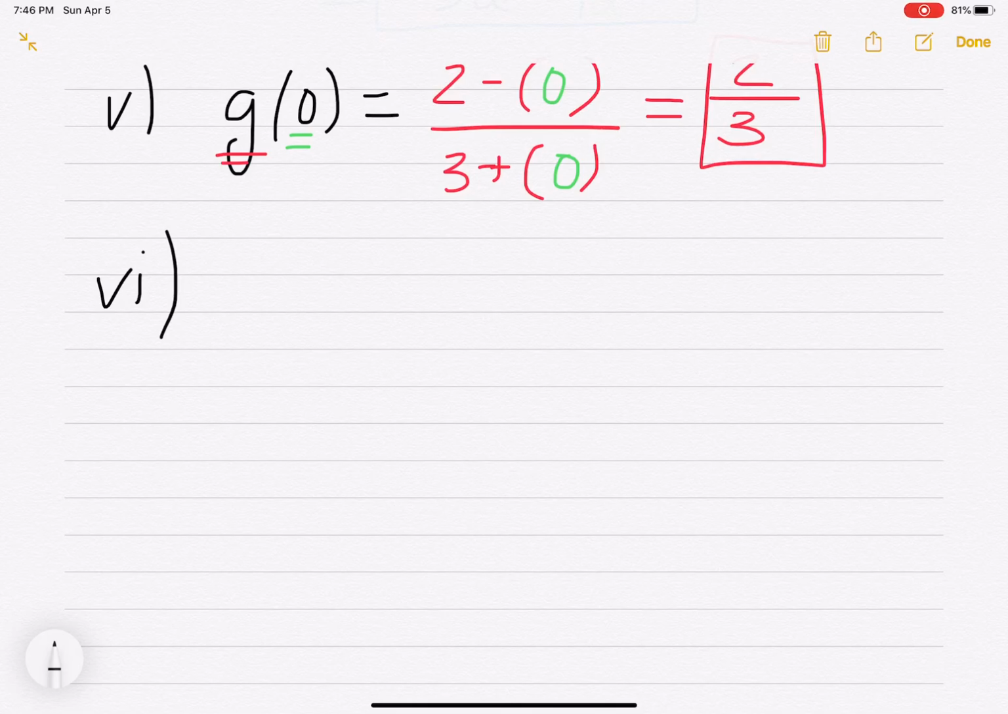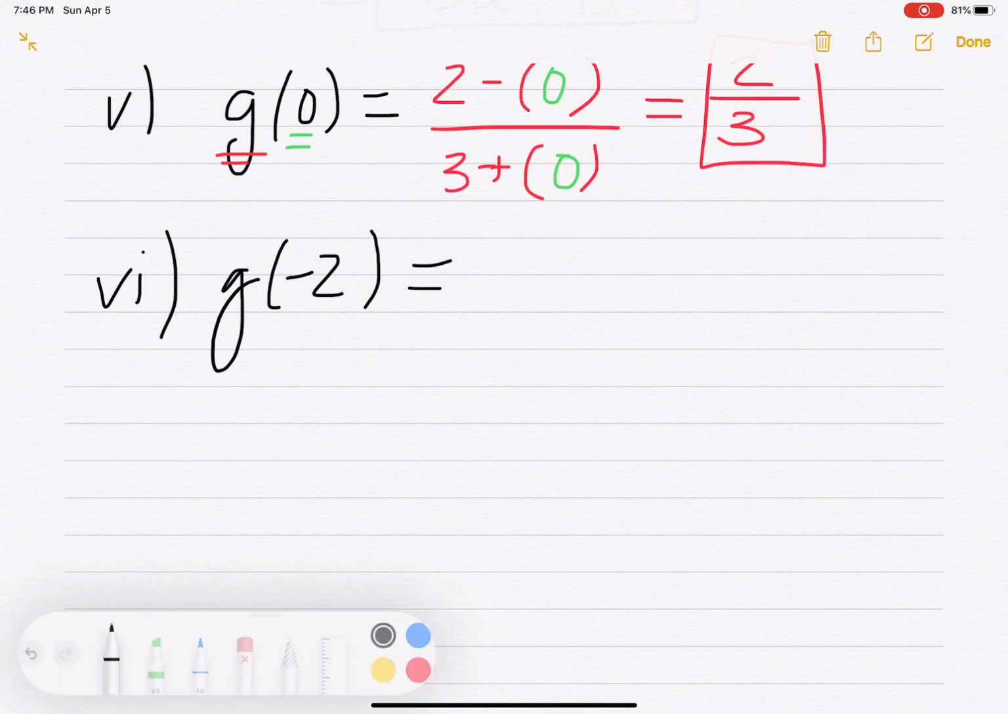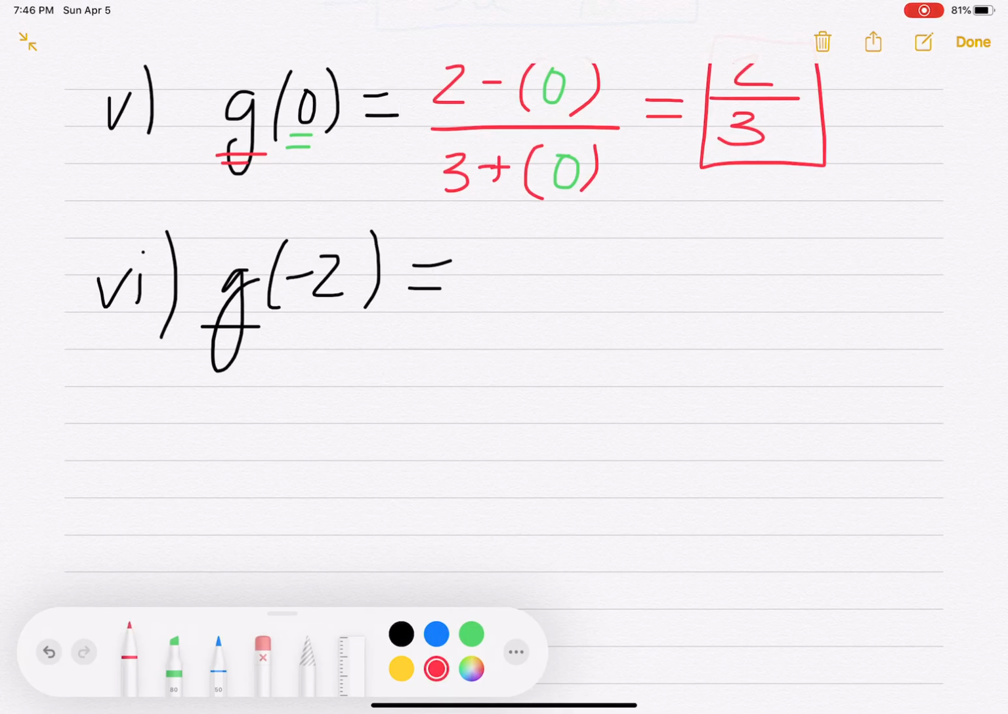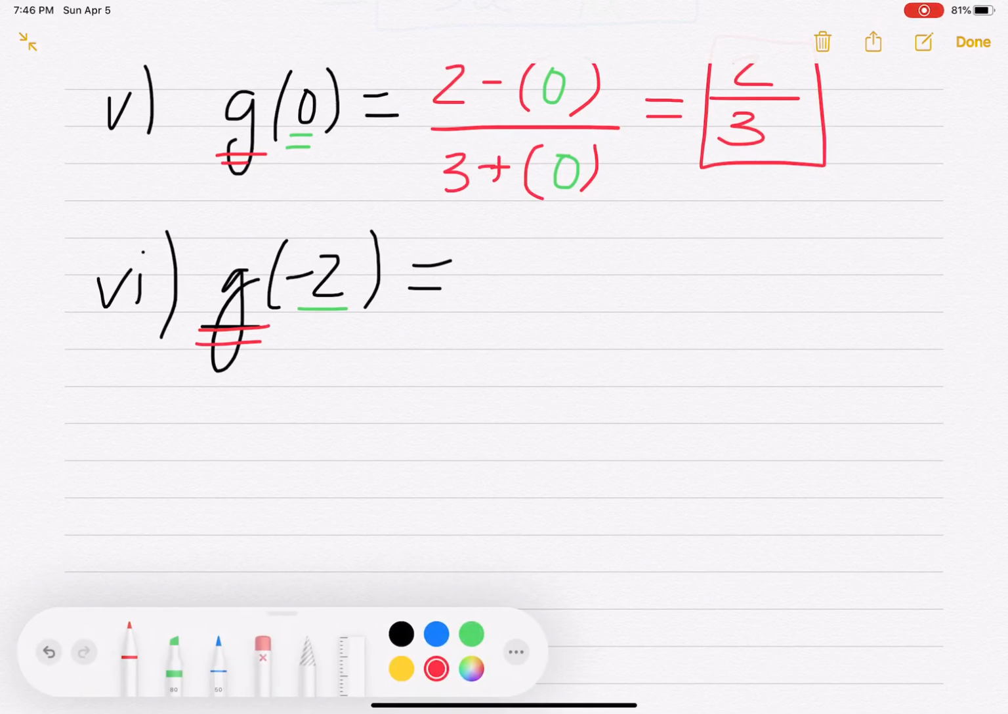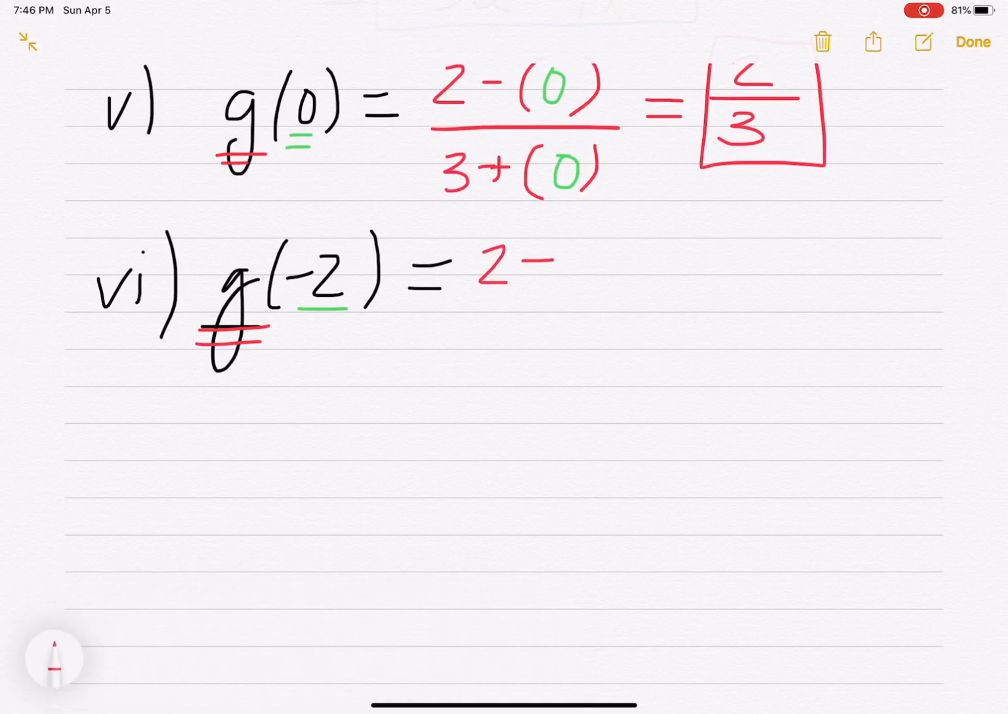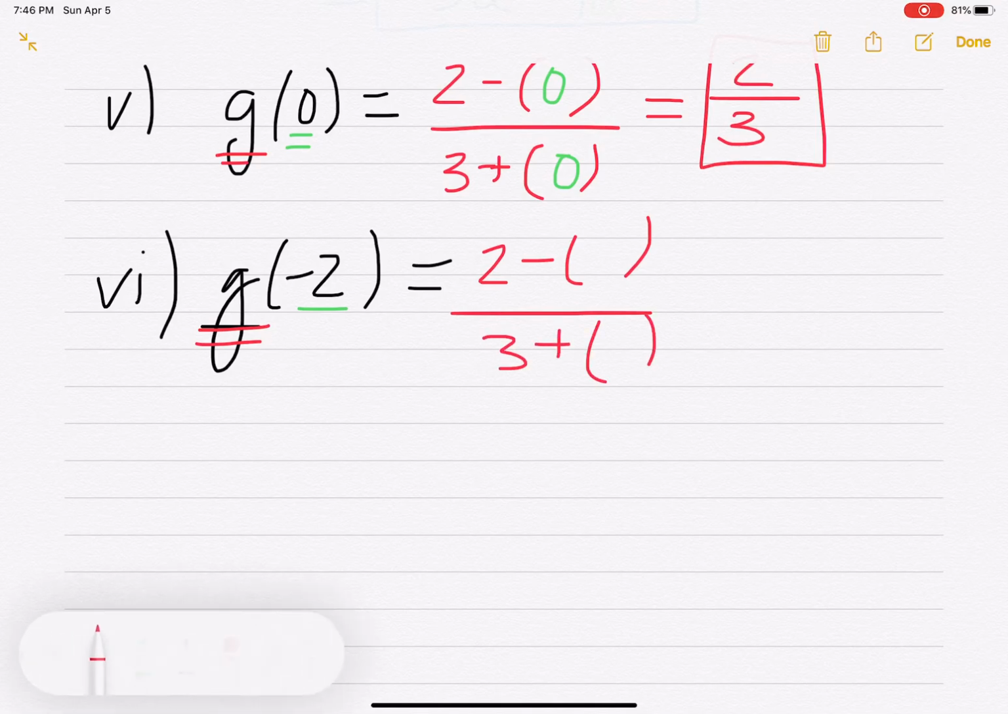This is number 6. We're doing g of negative 2. Evaluate that. So g is our function, and the input, the x value, is negative 2. So we're going to make a template for the g function. It's going to be 2 minus blank over 3 plus blank. And in place of the blanks, we're going to put a minus 2.